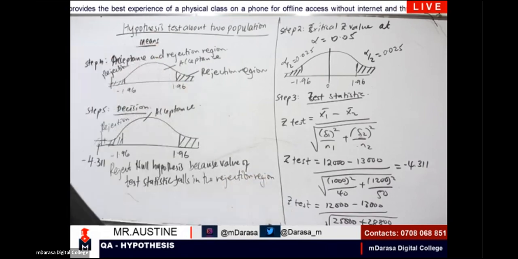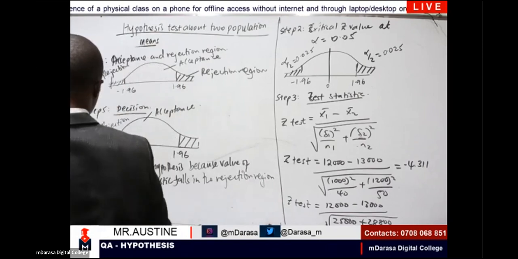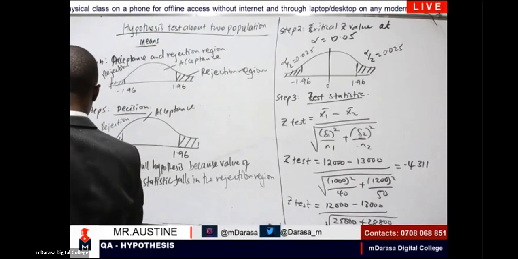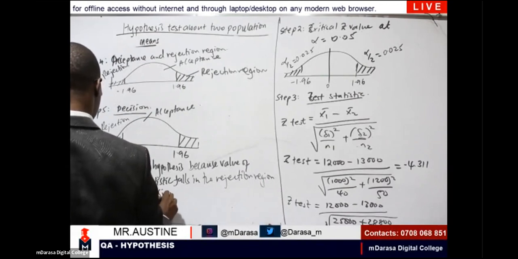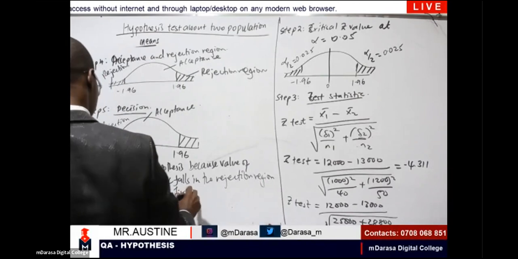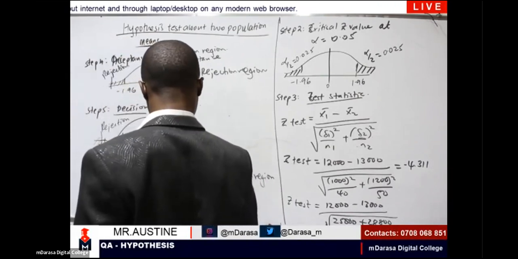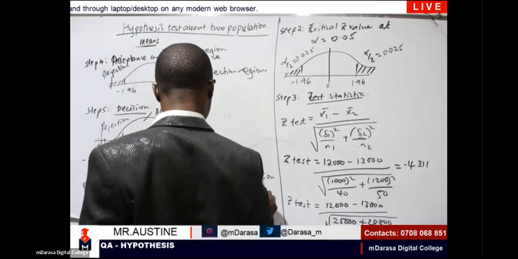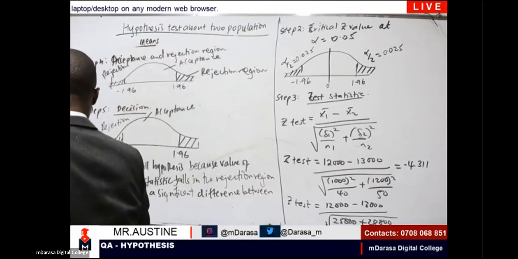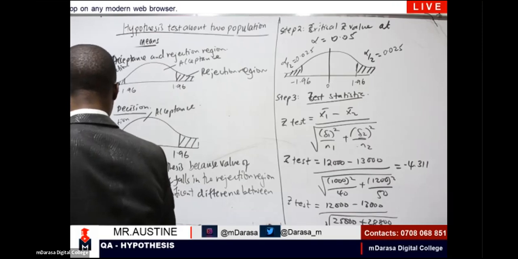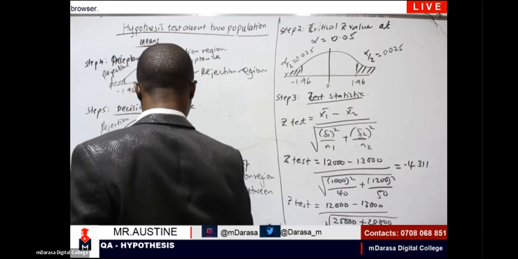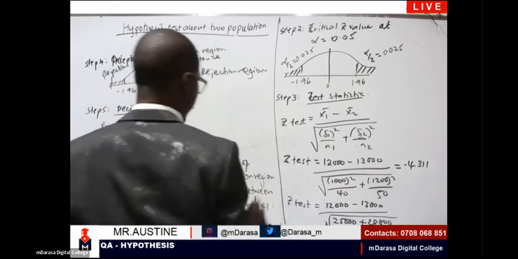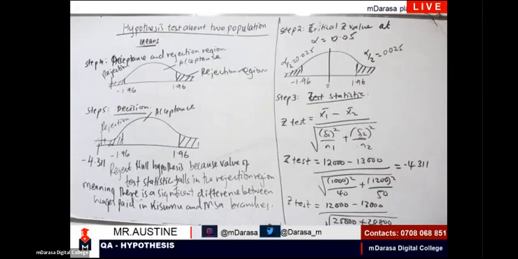meaning there's a significant difference between the wages paid in Kisumu branch and Mombasa branch, meaning there is a significant difference between wages paid in Kisumu and Mombasa branches, meaning there's that significant difference.